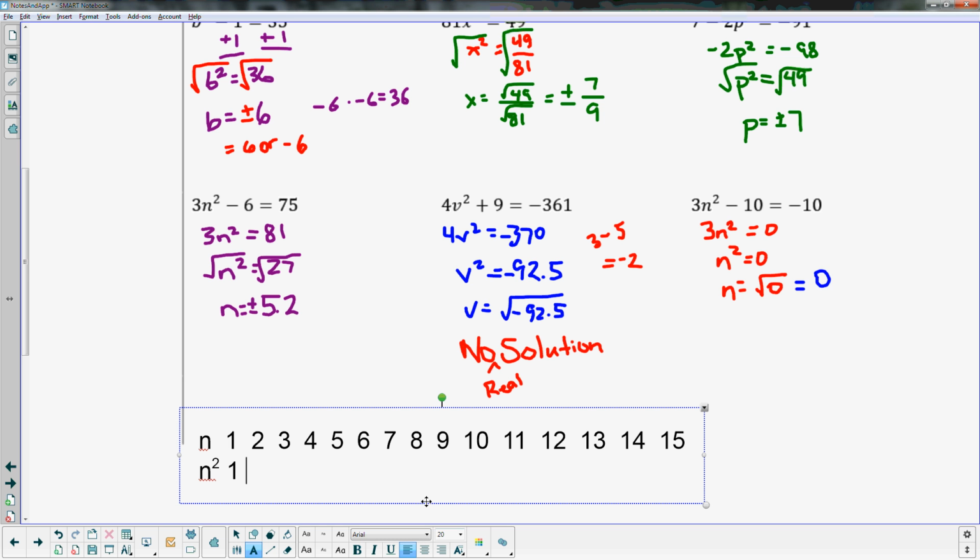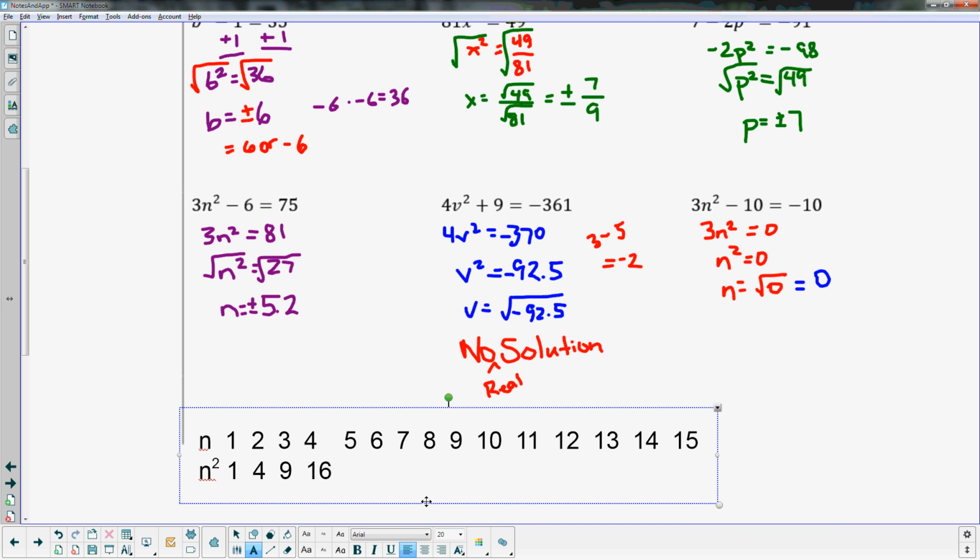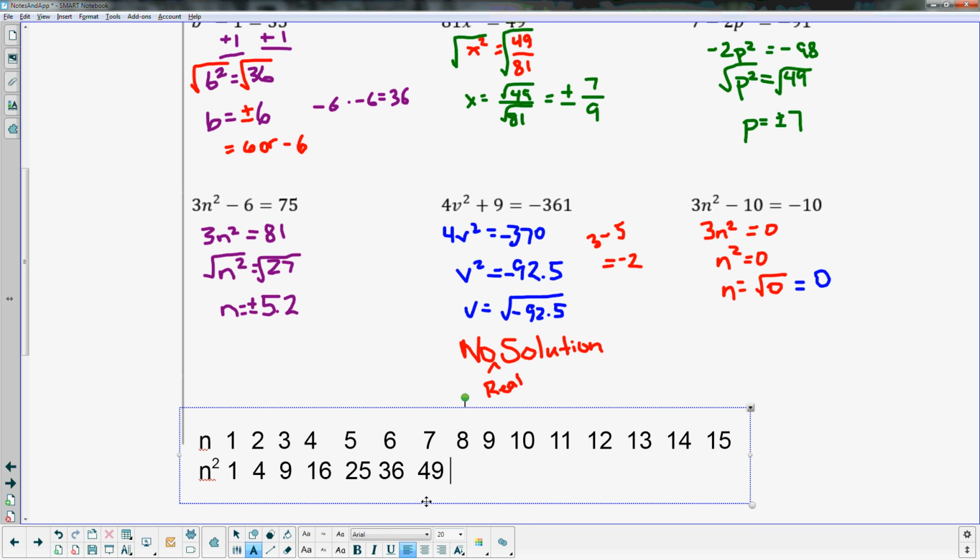1 times 1 is 1. 2 times 2 is 4, or squared. That's what I'm doing here. The top row is the number. On the bottom, I'm squaring that number. What about 3 times 3? Well, that's 9. And I get 16. 5 times 5 is 25. 6 times 6 is 36. 7 times 7 is 49. 8 times 8 is 64. Sorry, 9 times 9 is 81. 10 times 10 is 100.